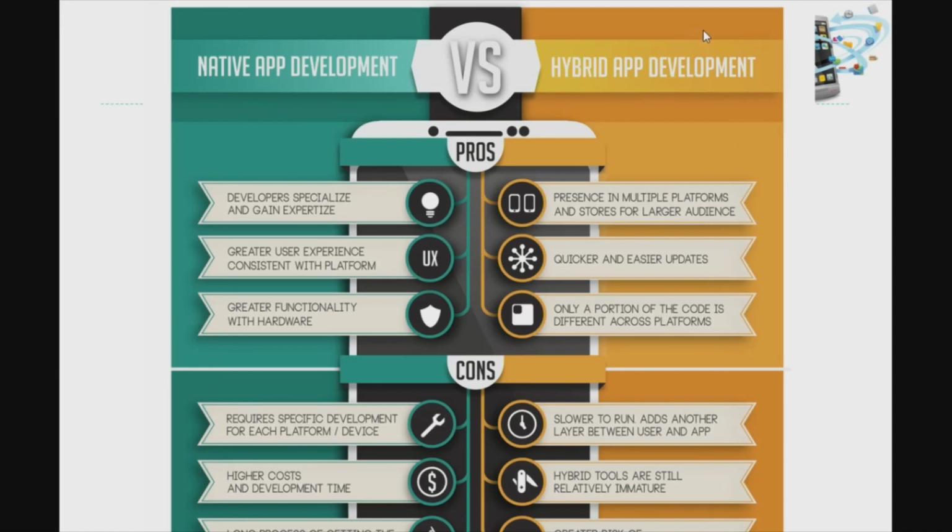Okay, for the hybrid application: slower to run, adds another layer between user and application. Hybrid tools are still relatively immature, still new. Okay, for example, Flutter is new, so there is a lack of tutorials if you want to learn. It's not really stable. Greater risk of rejection from the application store because native is more secure and already proven.